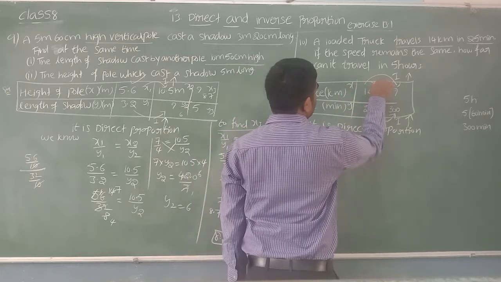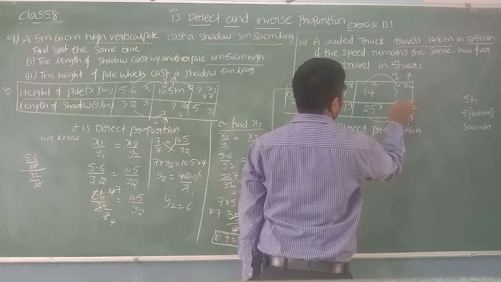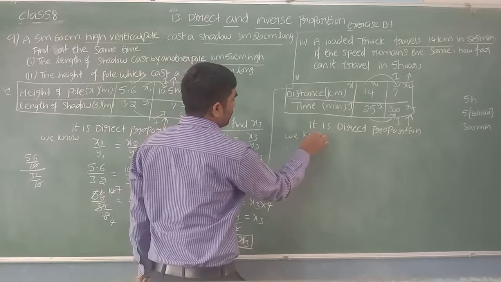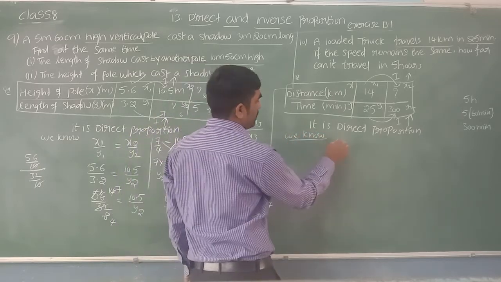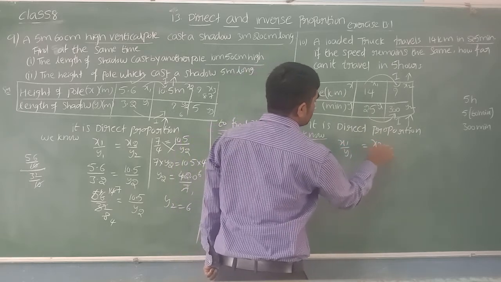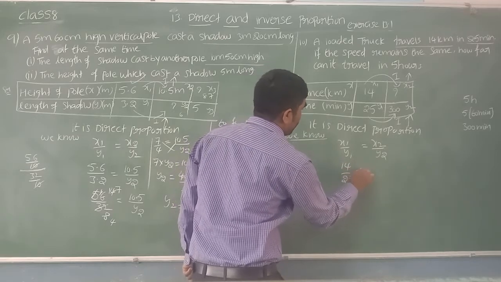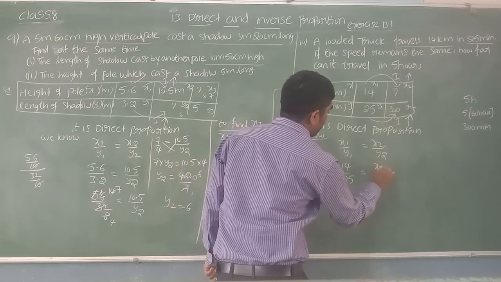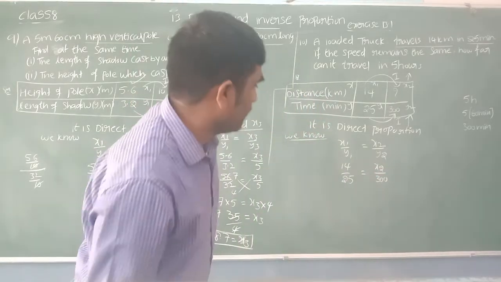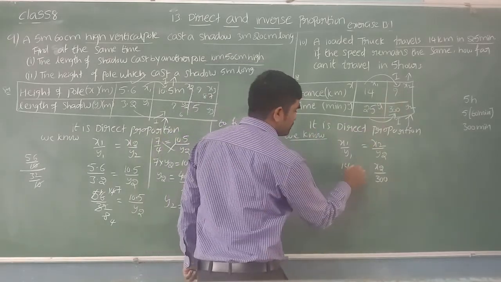The corresponding values of the first quantity are x1, x2 and of the second quantity are y1, y2. Now we know when it is direct proportion, the ratio of the corresponding values remains constant: x1 by y1 is equal to x2 by y2. 14 by 25 is equal to x2 by 300. Now let us find the value of x2, the distance traveled by the truck in 300 minutes.